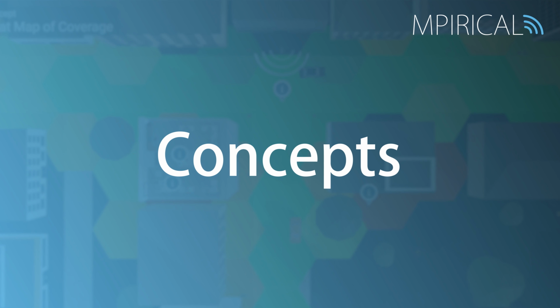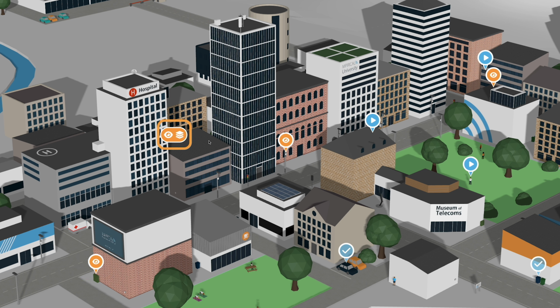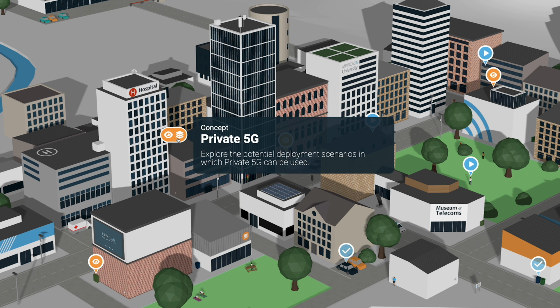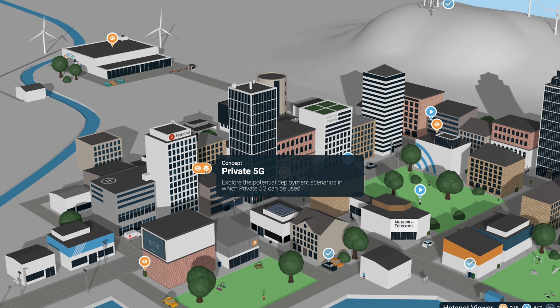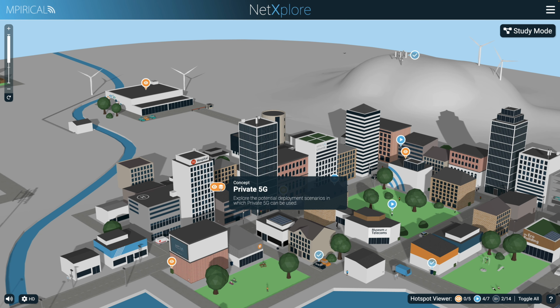Let's look at a concept hotspot. You will notice two types of concept hotspots, the usual eye symbol and one with the eye and a layers icon. This particular concept takes you to a scene where you can select a number of other concept layers. So this is more of a concept stack. We'll have a look at this one now. Let's click in.